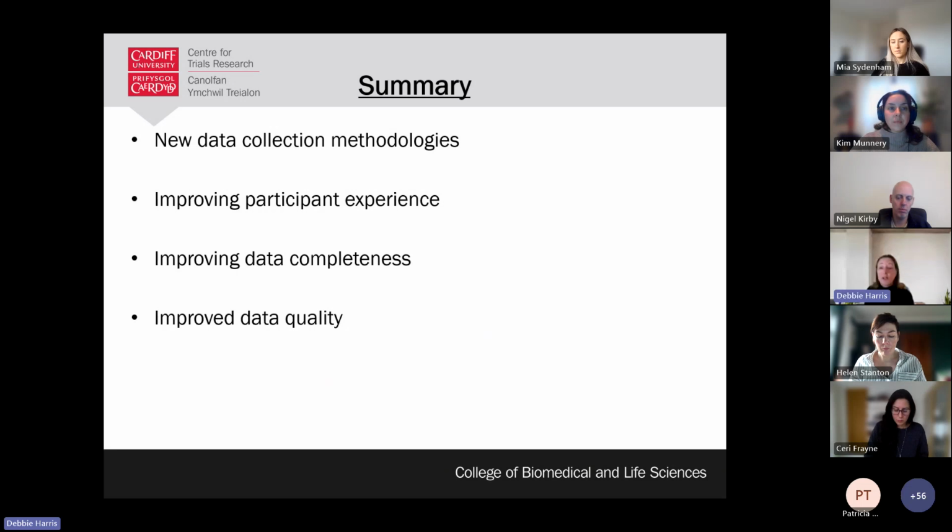So in summary, we are constantly developing new, more advanced data collection methodologies, and this will hopefully lead to improved participant and site experience in trials research. This will lead to improved participant and site engagement with the study, which ultimately will lead to improved data completeness, accuracy, and thus data quality. As without reliable data, we cannot provide conclusions to our trials.